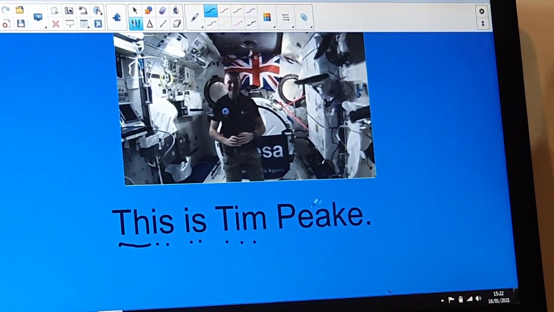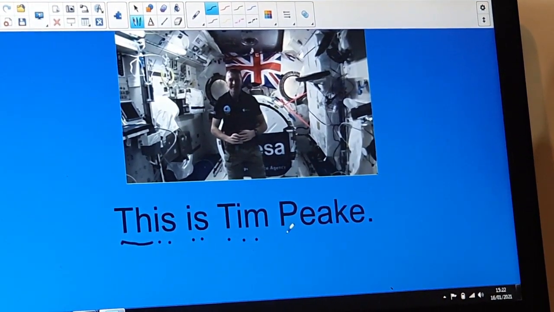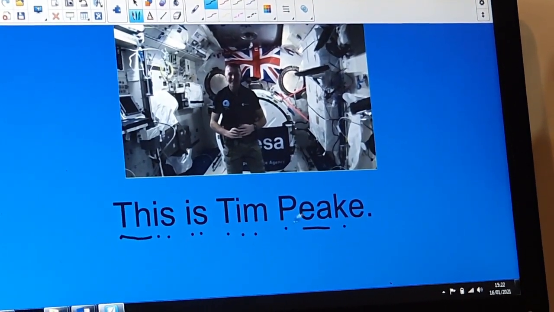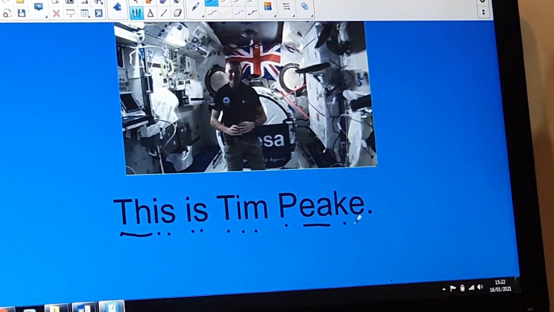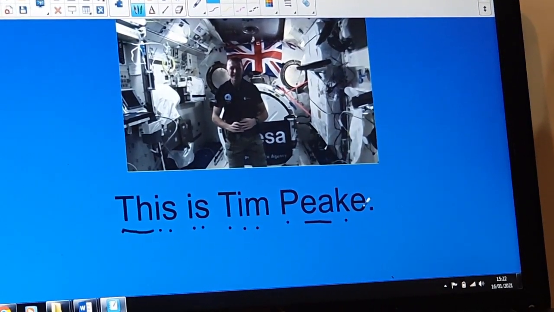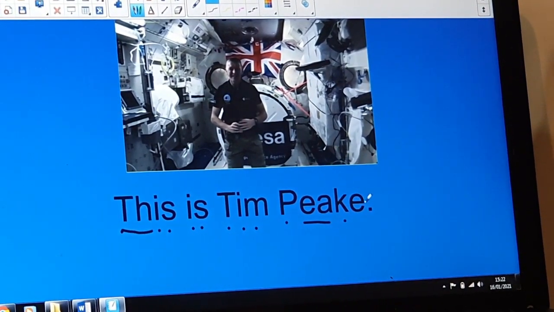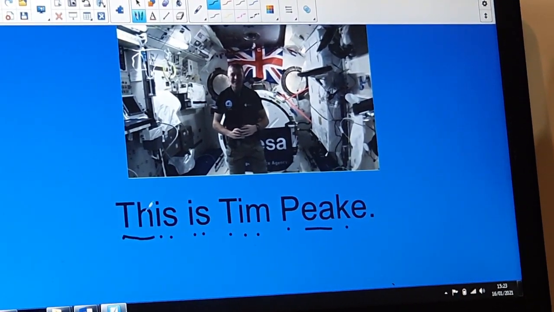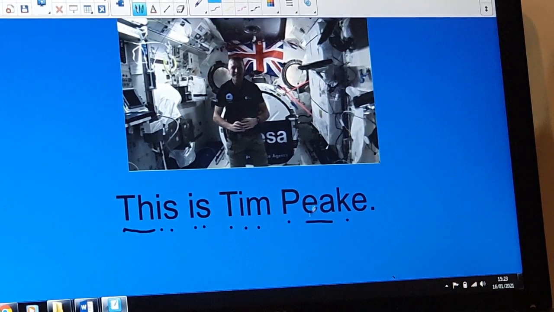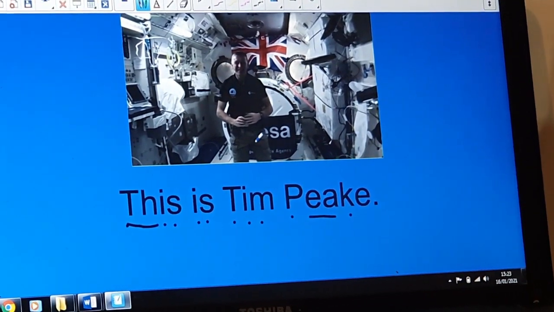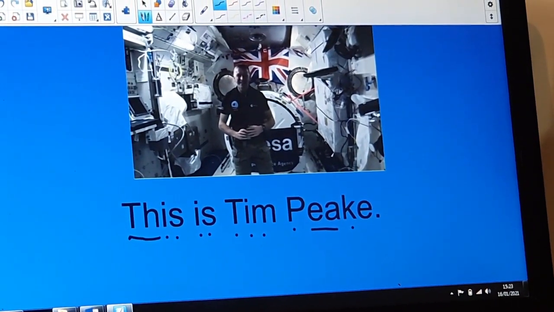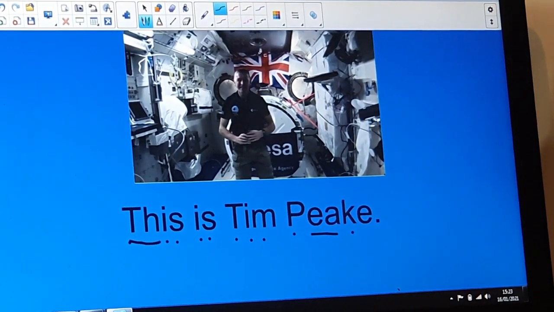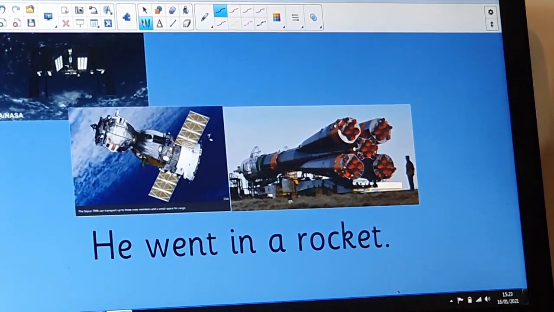So we're going to sound that out, saying the E sound. Ready? P, E, K. And he has also got an E at the end, but we don't pronounce that as an E. So it's Peake, Tim Peake. This is Tim Peake. There he is. There's the astronaut. And he went into space, and he went to the International Space Station.